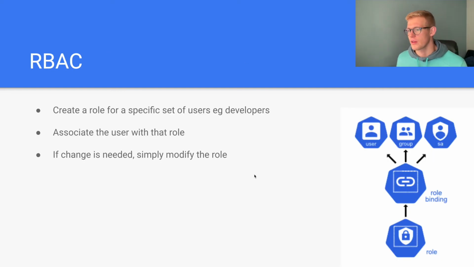And just to quickly illustrate how this would work via this diagram, we set up a role, and that will specify what we can do and on what resources we can do it. Then the role binding will connect a user or a group of users, or multiple individual users if we want, to this particular role, and then these users will obtain the permissions that have been specified within the role.